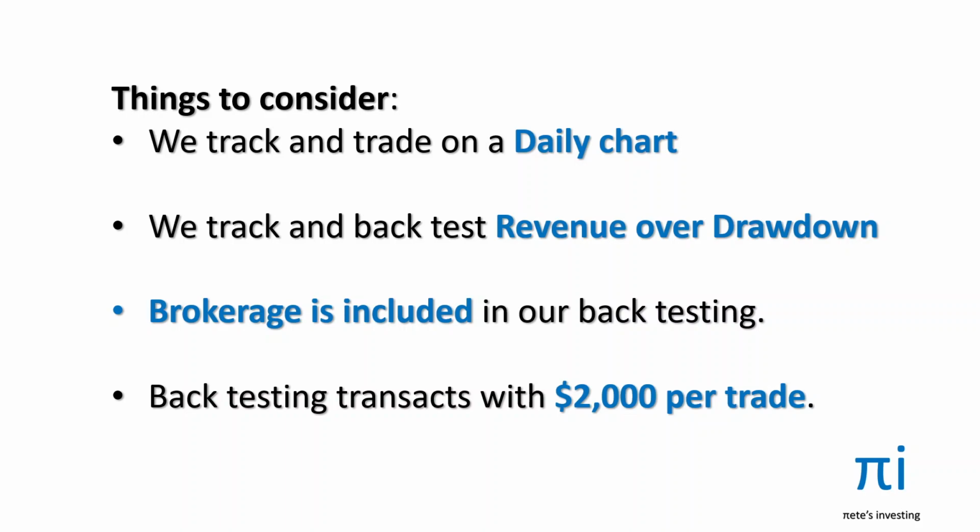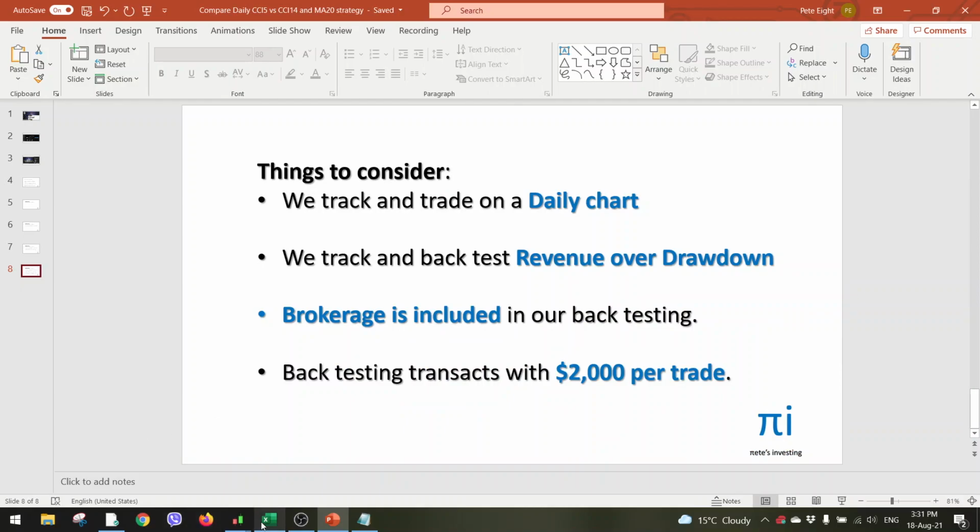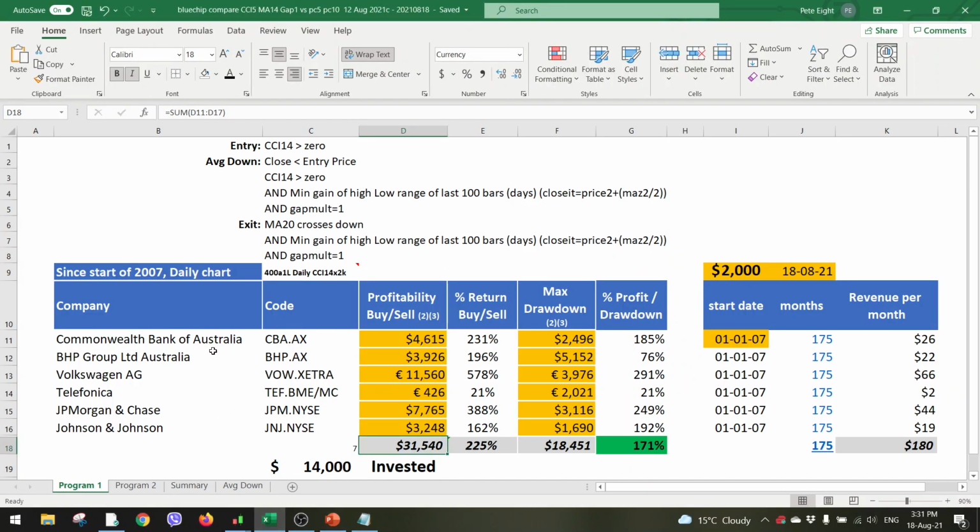Okay, let's get stuck into it. First of all, I want to talk about the shares we're backtesting, and these are the revenues generated over the period since 2007, and that includes the GFC and the COVID downturns. These are the drawdown requirements, and as you can see here, for this group of shares we've generated $31,500 of revenue since that period, with a maximum drawdown of $18,400. So the profit over drawdown requirement for this program is 171%.